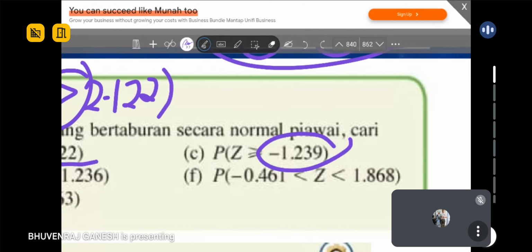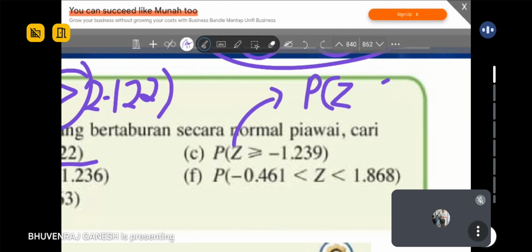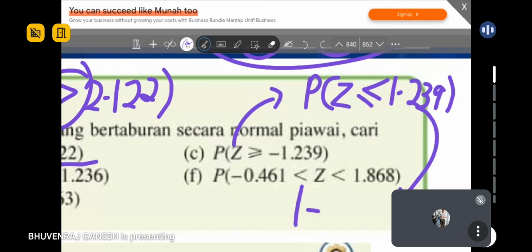Okay, so another method I shared with you is you can change the inequality sign. Okay, kamu tukar simbol ketaksamaan. Maksudnya, dari sini macam ni. Boleh faham? You will get like this. When you switch the sign, negative score Z become positive. Boleh? Yang ni langkah pertama lah. Langkah kedua, kamu guna satu tolak. P(Z) lebih besar dari 1.239. Okay? Can you all understand, guys?